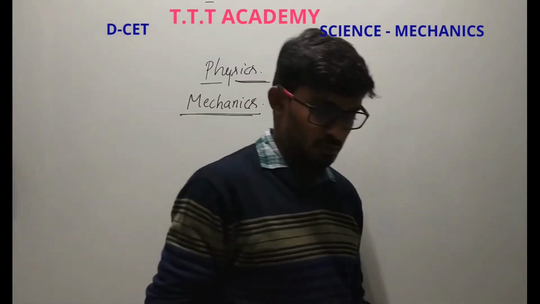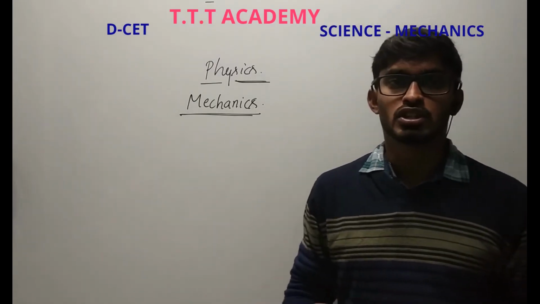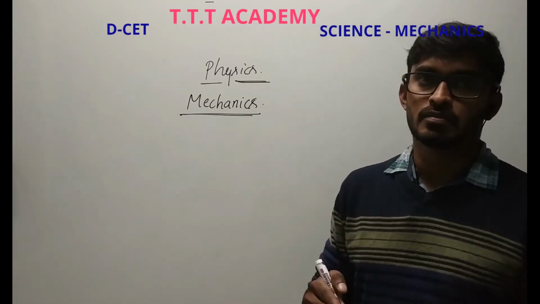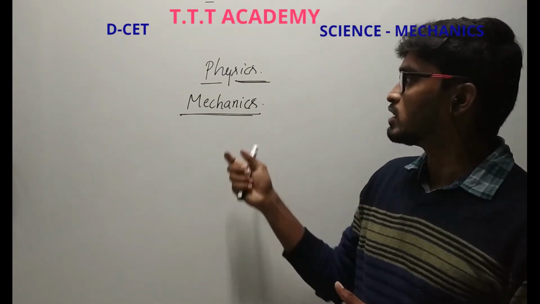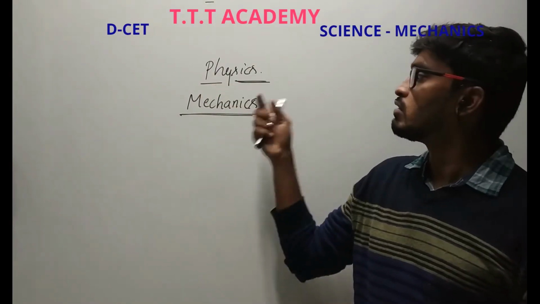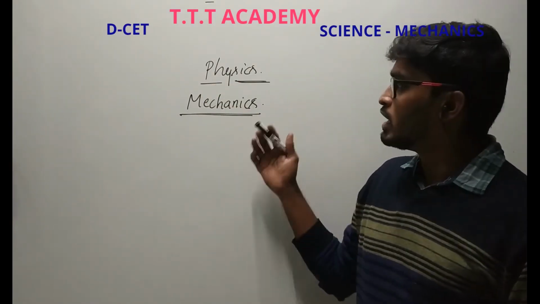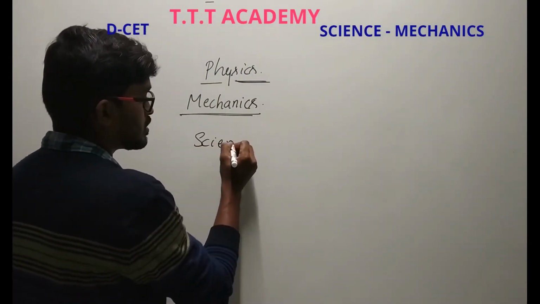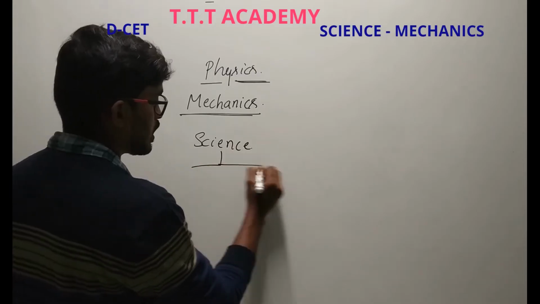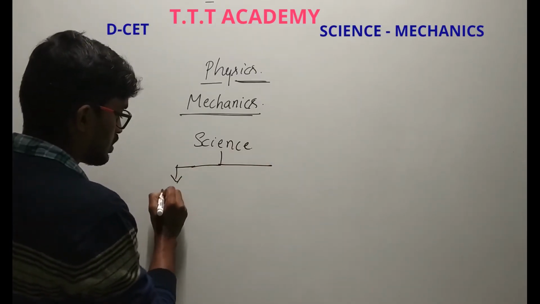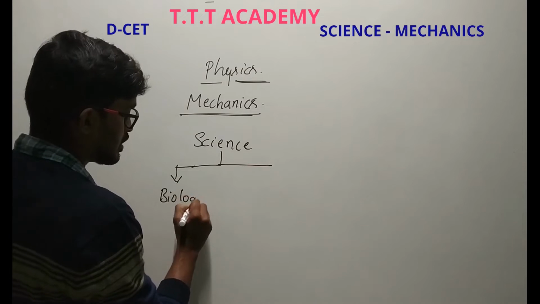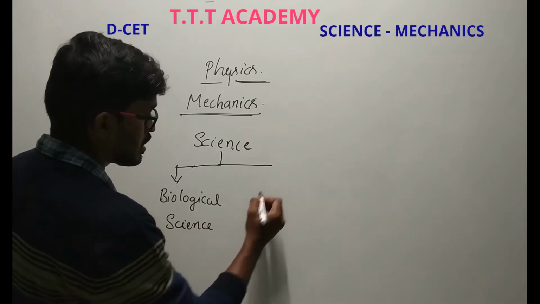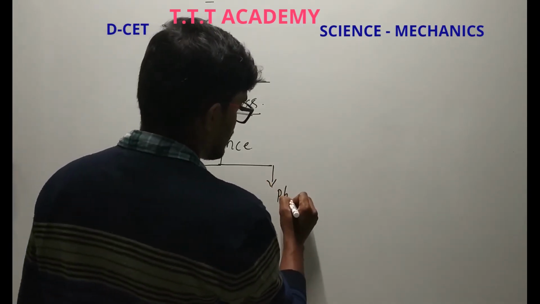Physics is nothing but the study of the structure of material and the behavior of living or non-living things. Science is the study of the structure and behavior of living and non-living things. In this, science we can classify it into two types. One is biological science, and the second one is physical science.